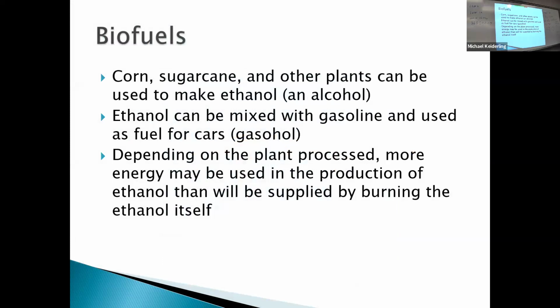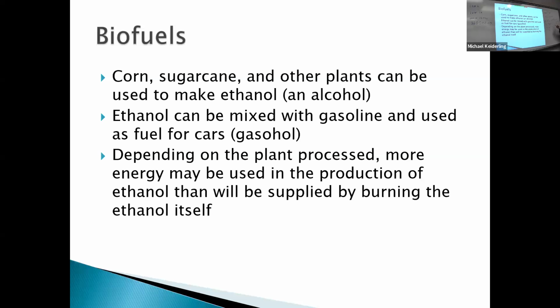Biofuels are fuels generated directly from plants. Things like corn, sugarcane, and other plants can be used to make ethanol, which is just alcohol. We use corn, sugarcane, and other plants to make ethanol for purposes of fuel, but we also use them to make ethanol for recreational purposes. That would be bourbon, rum, various other things. And ethanol can be mixed with gasoline and used as a fuel for cars.